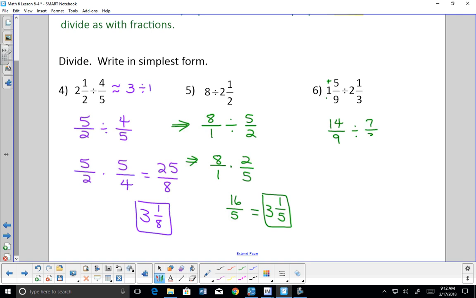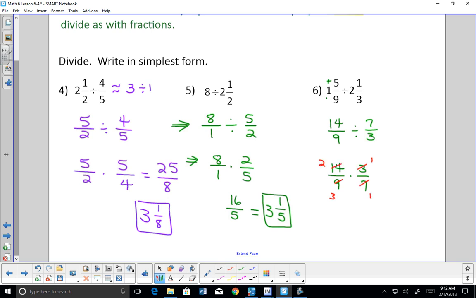So now we keep the first fraction, multiply by the reciprocal. We call that keep, change, change. Keep the first, change the sign, change the other number. Okay, so we're multiplying by the reciprocal. So 14/9 times 3/7. Well, this one cross cancels nicely. 3 goes into itself once, goes into 9 3 times, 7 goes into itself once, it goes into 14 twice.